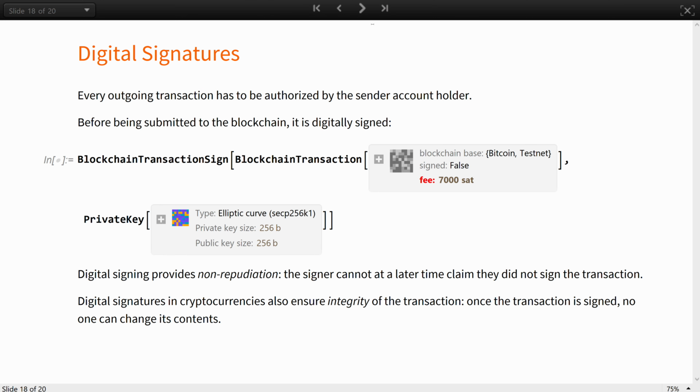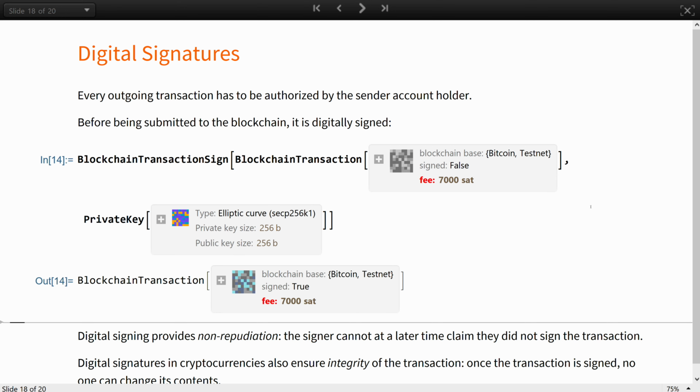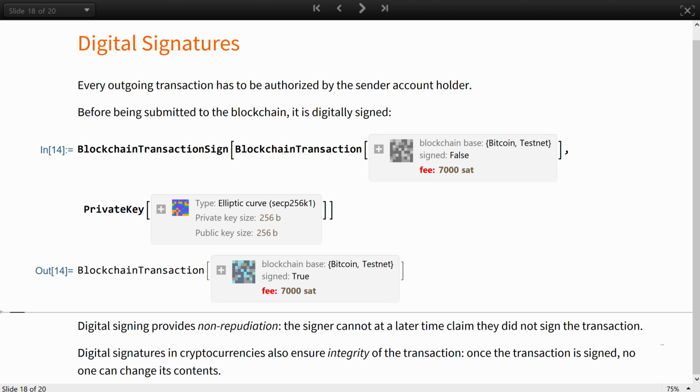Every outgoing transaction has to be authorized by the sender account holder. Before submitting the transaction to the blockchain, it is digitally signed to ensure that only the owner of the account can perform a transaction using their balance. Verification of a signature effectively means that only the owner of the private key that generated the public key could have produced the signature on the transaction.